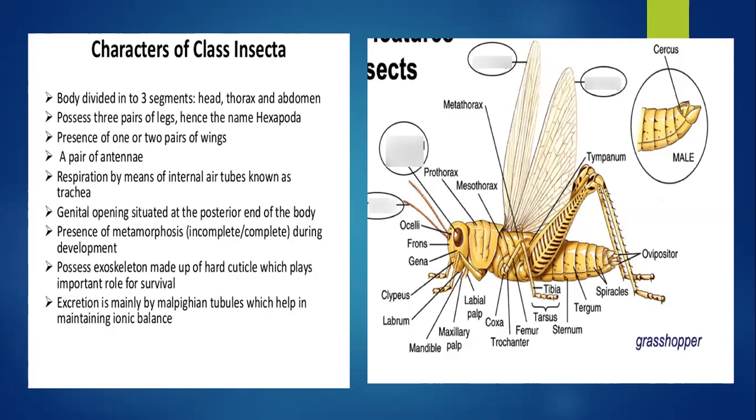The genital opening is situated at the posterior end of the body. You can see here the posterior portion of the body, with the reproductive organs. In the male, the cerci are present here, and in the female, the ovipositor is present on the posterior side. So the genital openings are present at the tip of the body.